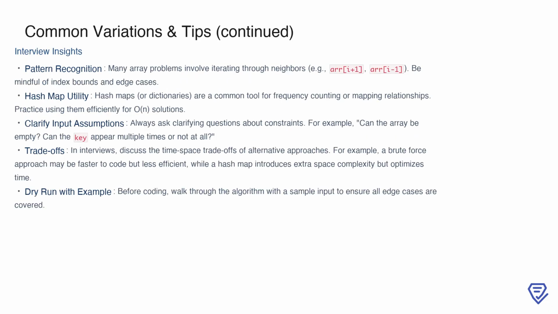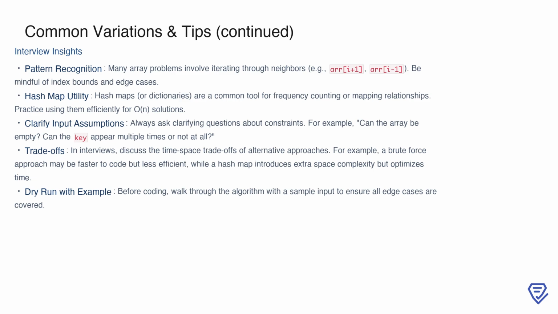When tackling problems like this in an interview setting, there are a few strategies to keep in mind. First, recognize common patterns, such as iterating through neighbors like arr[i+1] or arr[i-1], and always be mindful of edge cases and index bounds. Hash maps are another critical tool, often used for tasks like frequency counting or mapping relationships, and their efficiency allows for O(n) solutions. It's also important to clarify input assumptions with the interviewer. For instance, ask whether the array can be empty, whether the key can appear multiple times, or even whether it might not appear at all.